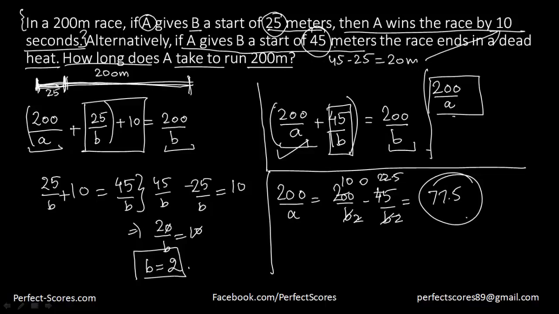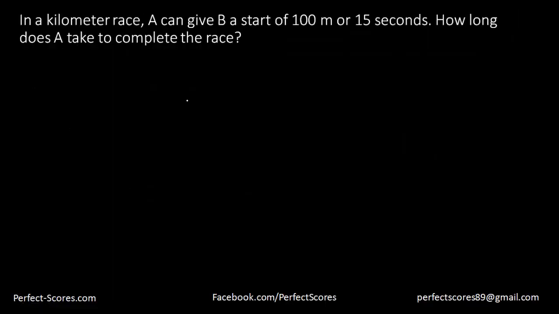A gives a start of 25 meters to B. That means the time taken by A to cover the 200 meters, plus the 25 meters which were covered by B, plus extra 10 seconds, which is actually given here because A wins the race by 10 seconds, is actually equal to the time taken for B to cover the same 200 meters. So I suppose you're understanding this point over here, guys. Let's move forward to another question and let's cement our concept over here.